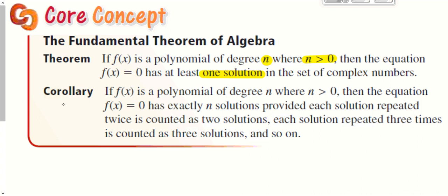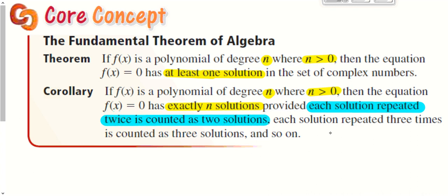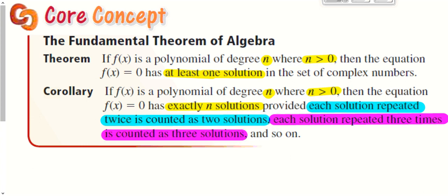So then the corollary for that is: if f of x is a polynomial of degree n, where n is greater than 0, then the equation f of x equals 0 has exactly n solutions, where this one said at least one solution, provided each solution repeated twice is counted as two solutions, each solution repeated 3 times is counted as 3 solutions, and so on.